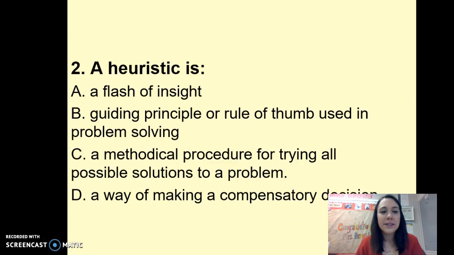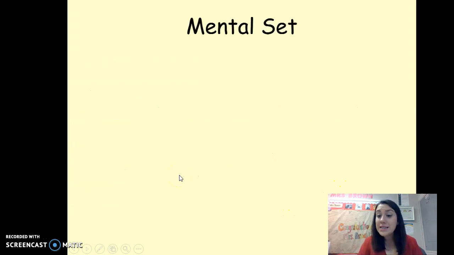All right, here's a practice question. A heuristic is a flash of insight? No. A guiding principle or rule of thumb used in problem solving? Ding! That's correct. A methodical procedure for trying all possible solutions is what? An algorithm. Good. A way of making a compensatory decision? No.